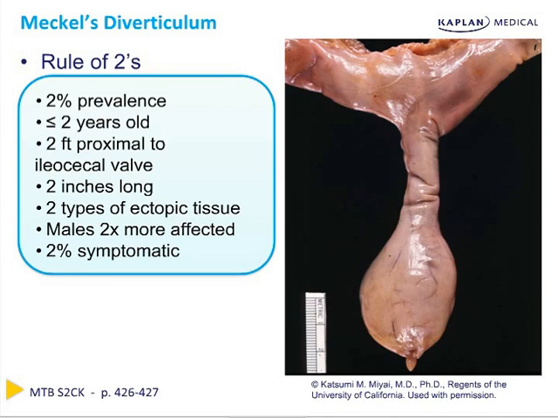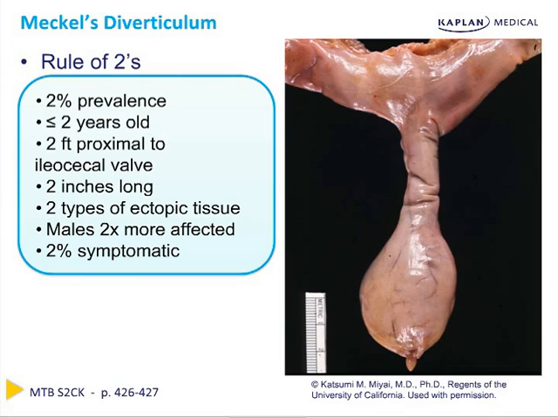We know the 2% prevalence from autopsies, which is how we got the 2% symptomatic. So just because you have a Meckel's diverticulum doesn't mean you're going to have any symptoms. In fact, you're 98% likely to not have any symptoms of it ever.